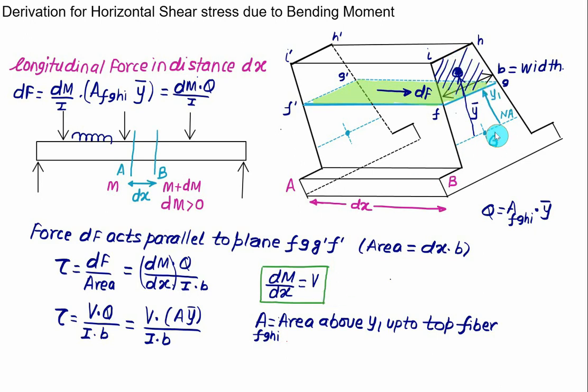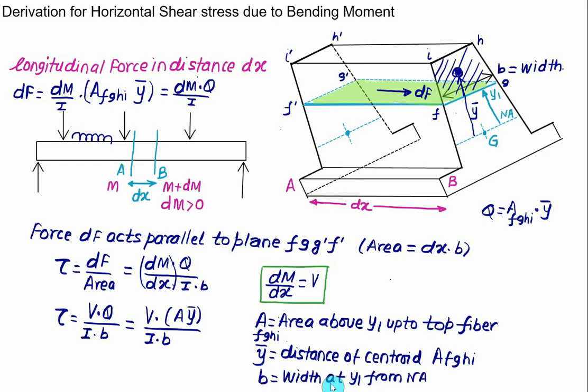And if you are interested below, then you have to take the area of that fiber up to the bottom fiber. The y bar represents here the distance of the centroid of the given hatch area, which is FGHI, and the B here represents the width at a distance equal to Y1 from the neutral axis.